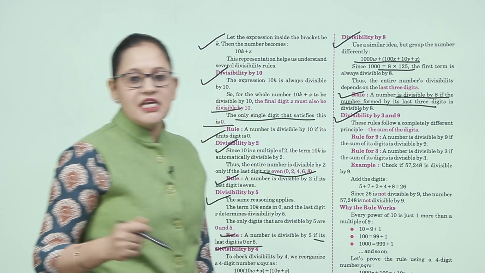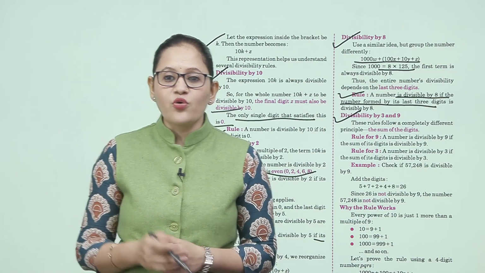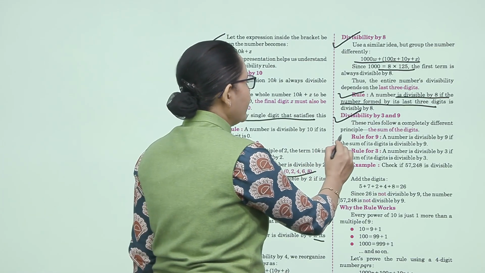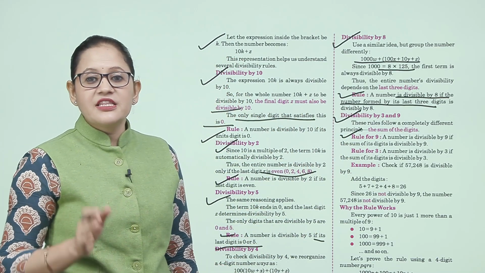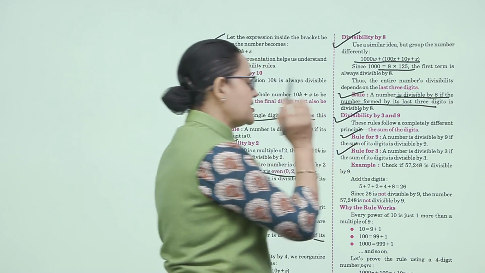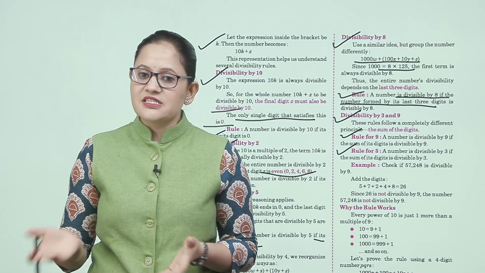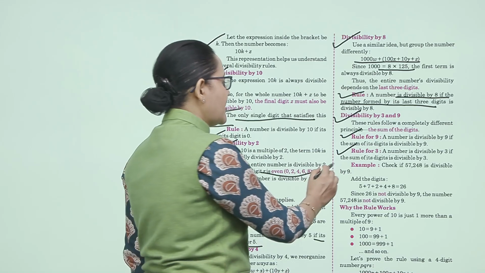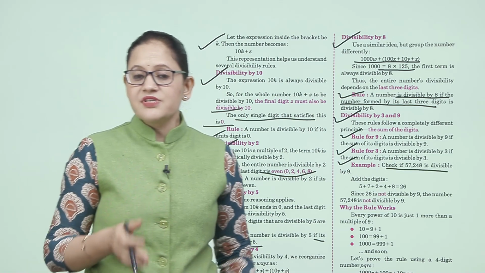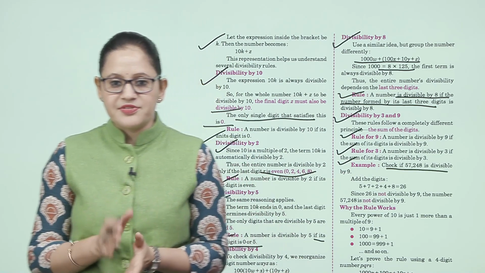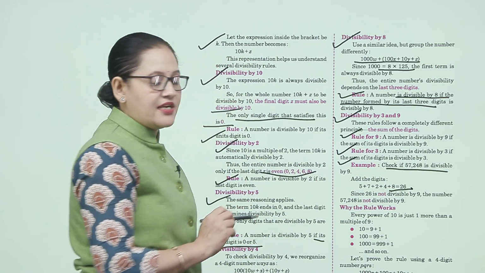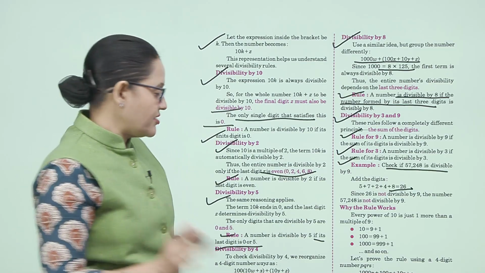Now, divisibility by 3 and 9. The rules follow a completely different principle, the sum of the digits. Rule for 9: the number is divisible by 9 if the sum of digits is divisible by 9. For 3, the number is divisible by 3 if the sum of digits is divisible by 3. Now, we will take an example here. We have to check whether the given number is divisible by 9 or not. We know if the sum of the digits is divisible by 9, the number will be divisible by 9. So, we will find the sum of the digits, that is 26, and 26 is not divisible by 9. That means the given number is not divisible by 9.